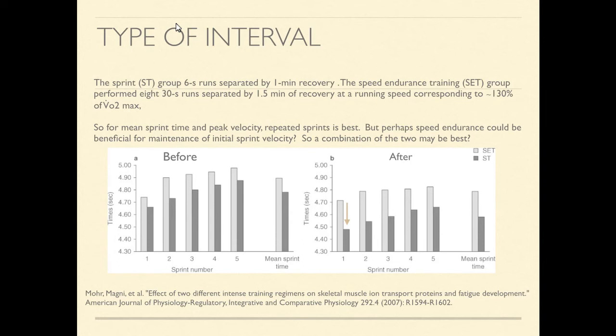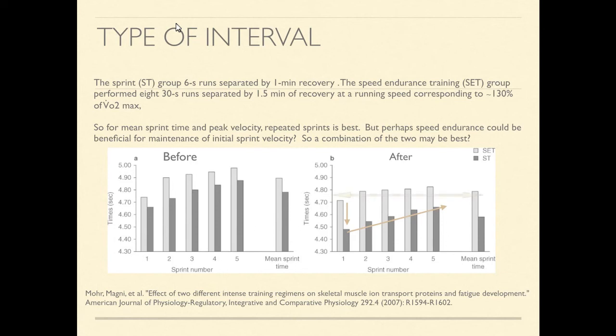If you want your initial sprint time to improve or go down, which would mean improvement in sprint performance, you want to sprint all out really fast. But the group that trained for 30 seconds, their sprint time didn't go down, okay? What I want you to see is this, though. From sprint 1 to 5, they became slower and slower in the sprint group, the ones that did 6-second sprints.